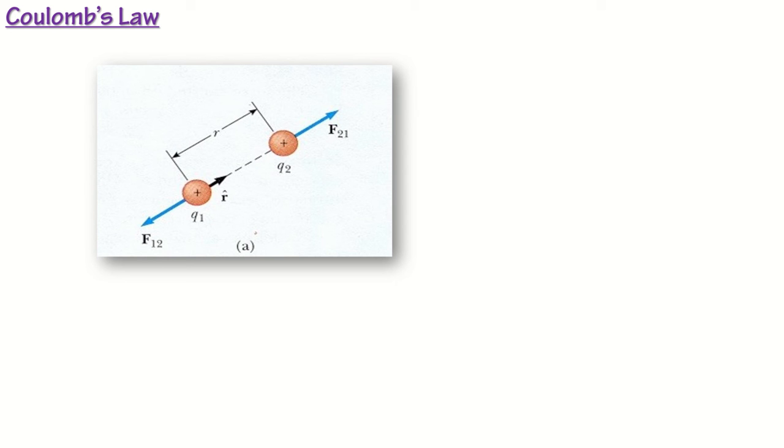F12 is the force experienced by 1 exerted by 2, and F21 is the force experienced by 2 exerted by 1. So both repel each other. This force F12 or F21 is called the electrostatic force of repulsion.